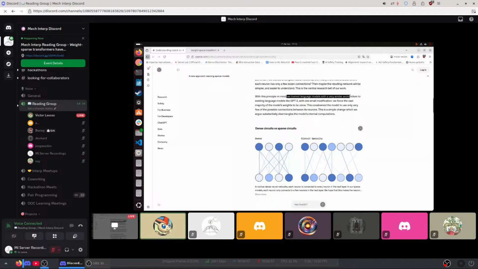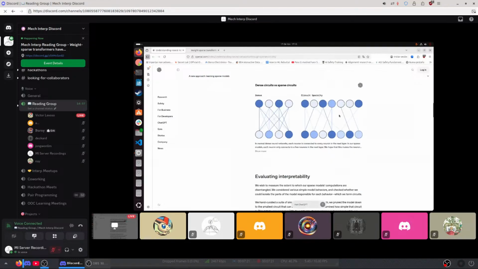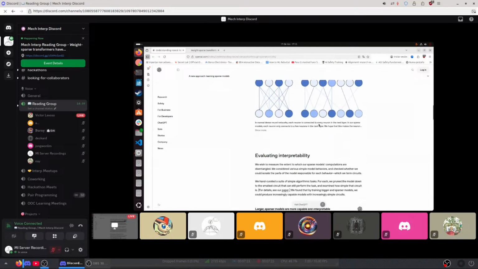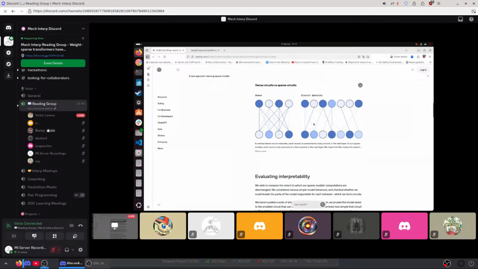We train language models with a very similar architecture to GPT-2. I guess that being a transformer, they probably say in the paper. Other ways to be zeros. Okay. So, circuit sparsity.